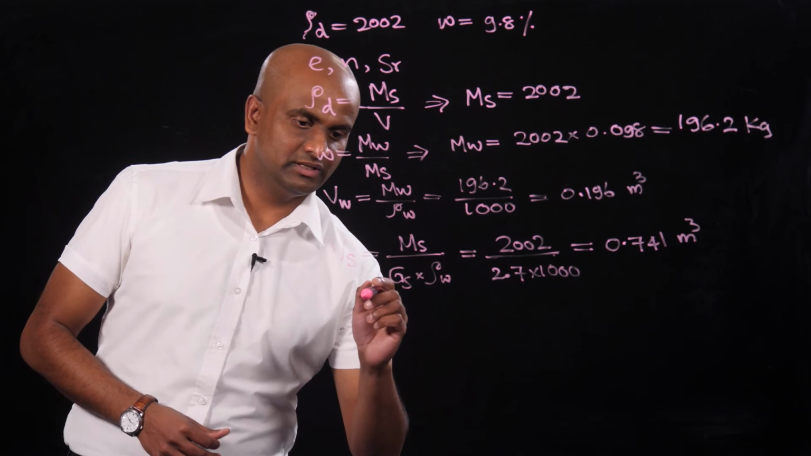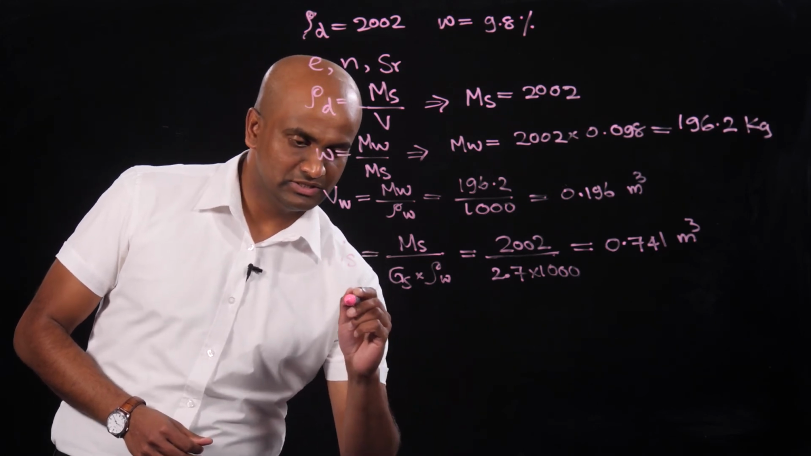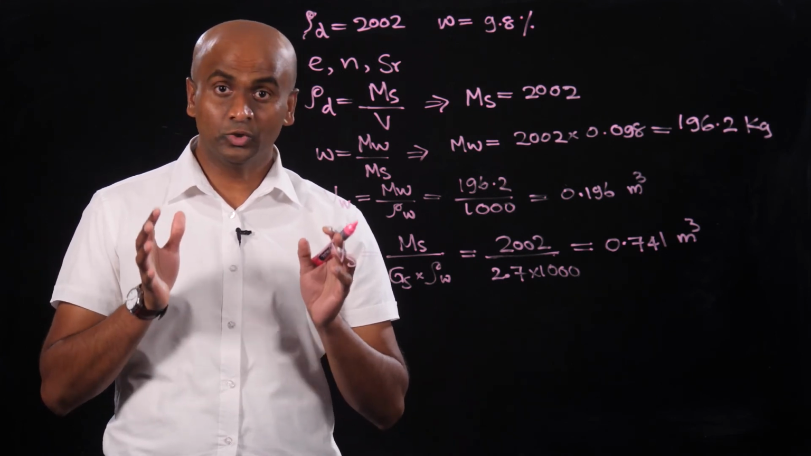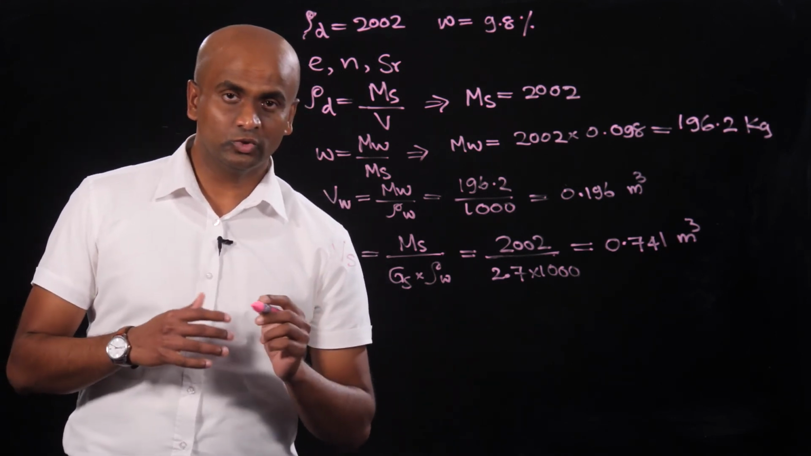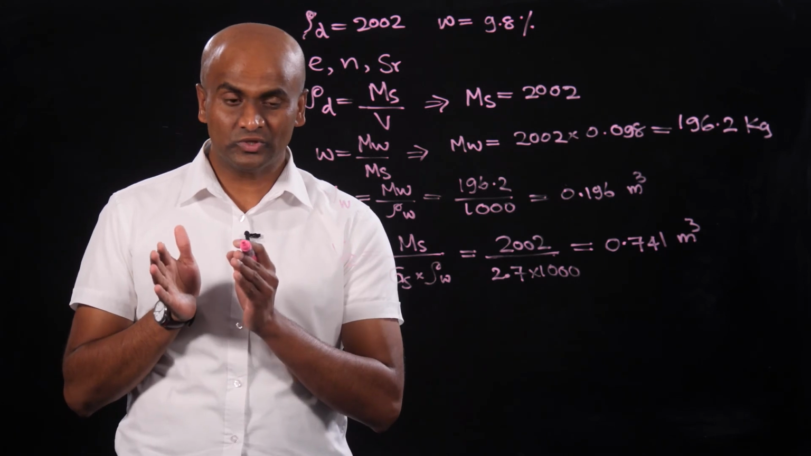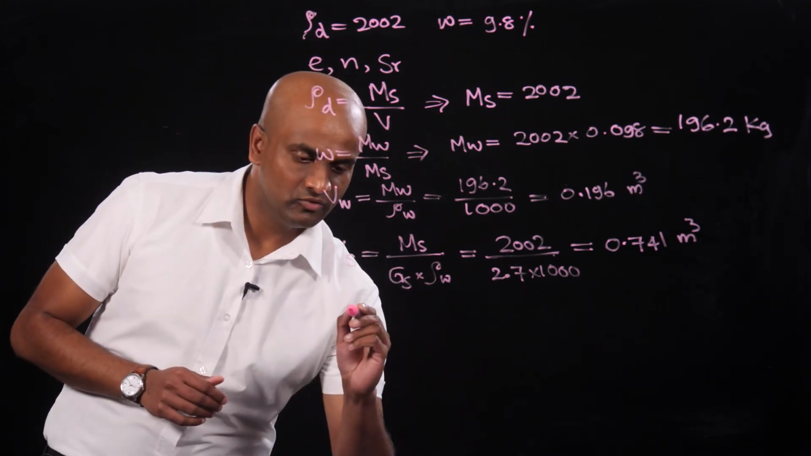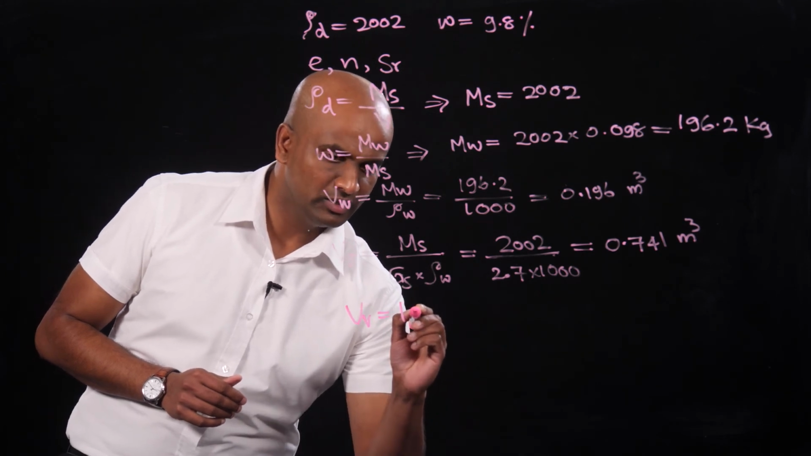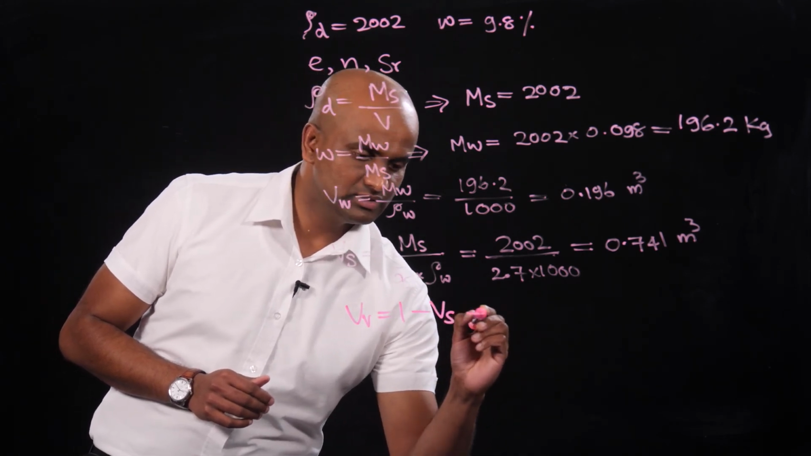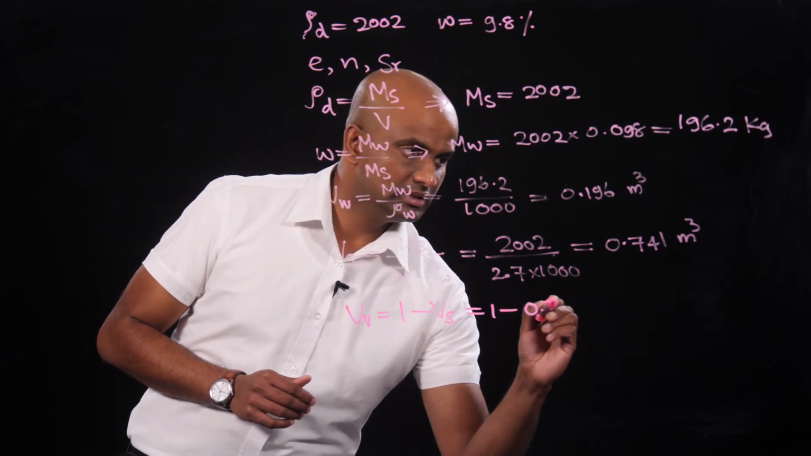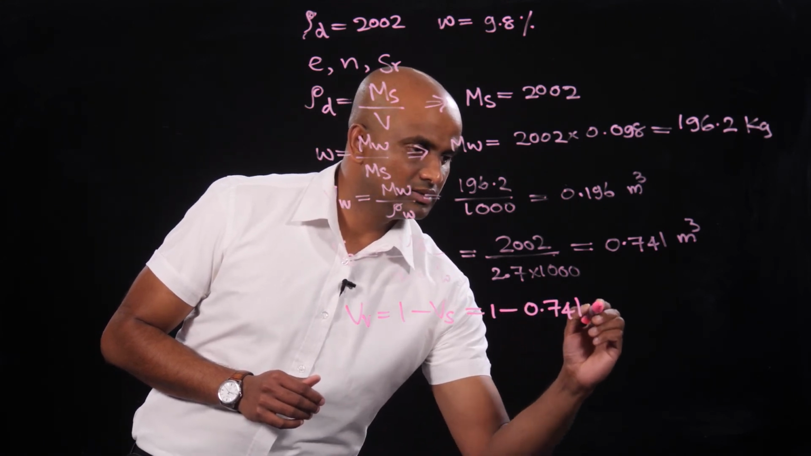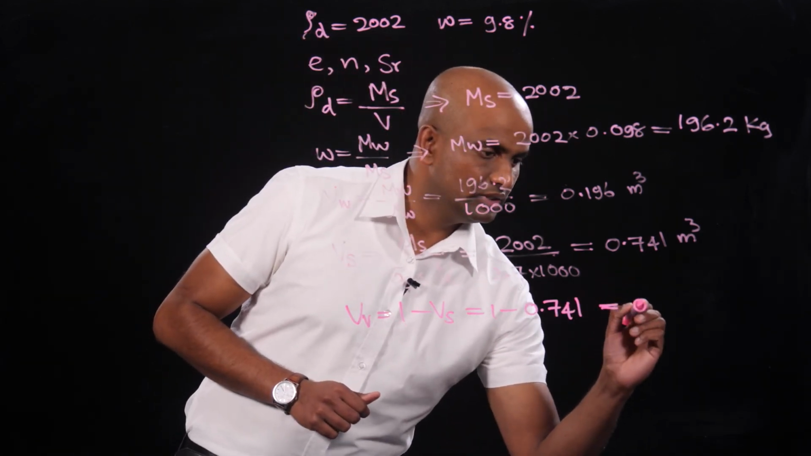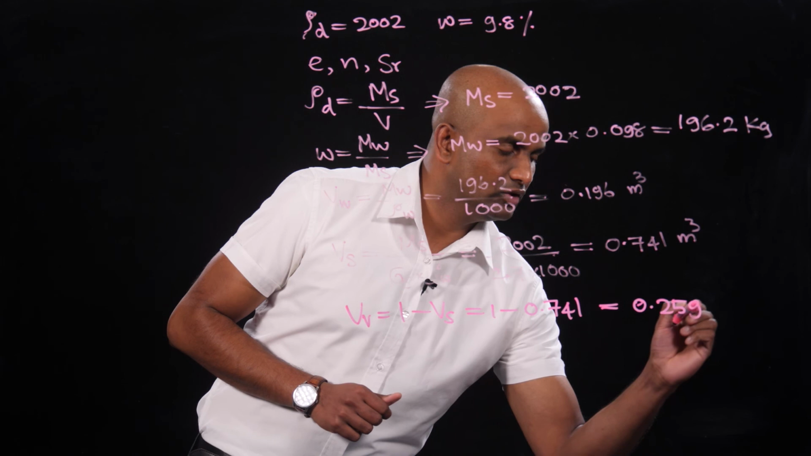After we have determined the volume of solids, we can determine the volume of voids, because we know that we initially assumed a total volume of 1 cubic meter. So the total volume comprises volumes of solid and volume of voids. Therefore, volume of voids will be total volume, which is 1, minus volume of solid. So that will be 1 minus 0.741. So that will give you volume of voids as 0.259 cubic meters.